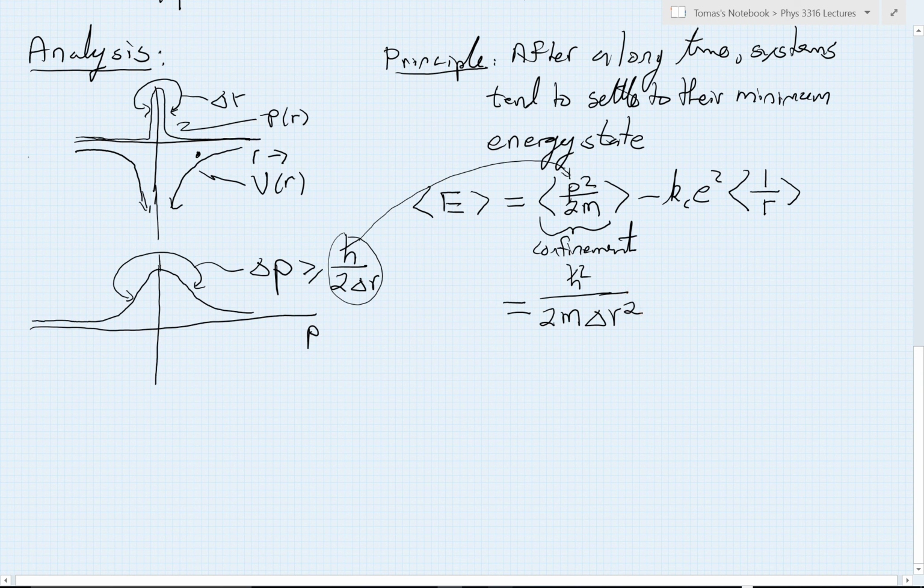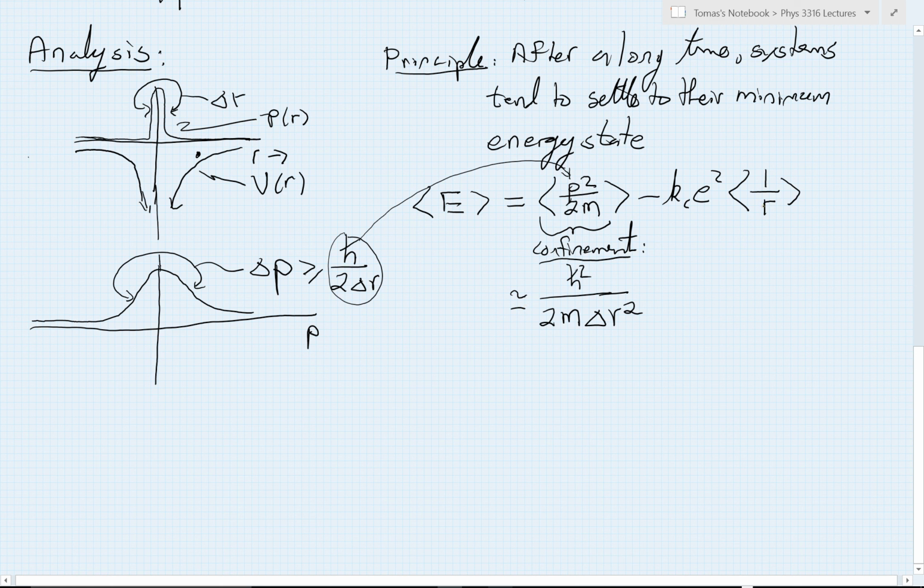Now, I want to emphasize again, right now we're just doing order of magnitude estimates. I'm quite aware that we're drawing one-dimensional pictures here, and there's really things going on in all three dimensions in an atom. But again, this is just order of magnitude type analysis. We could even put a little approximately equal to remind us of that. Now, that helps me with the kinetic energy, which gives me this confinement energy.